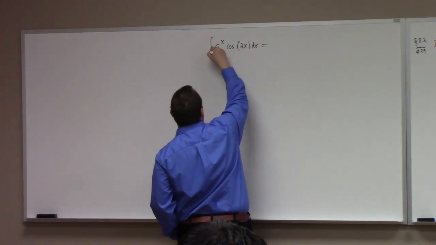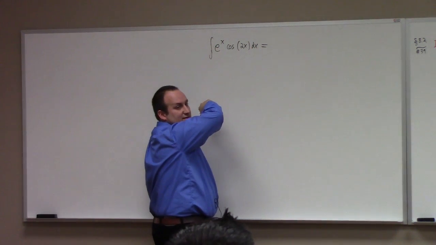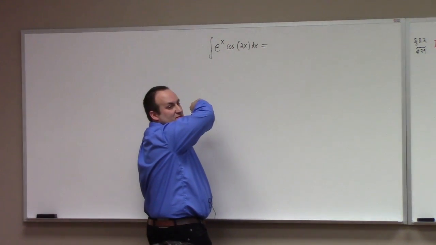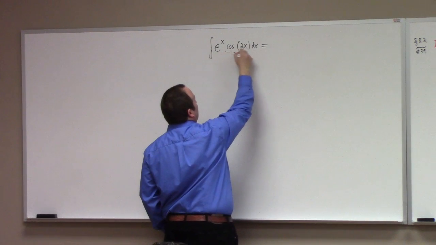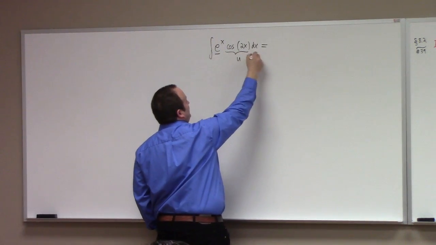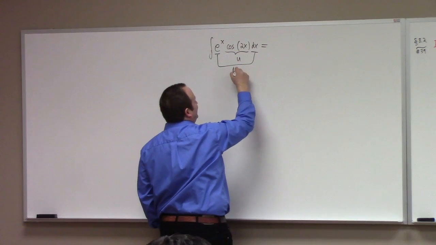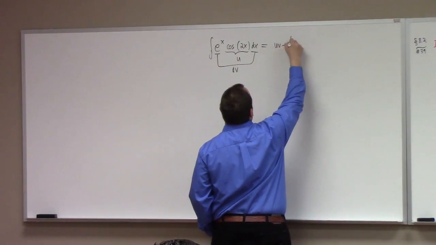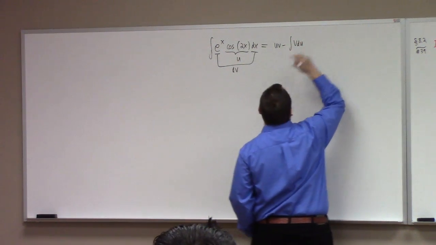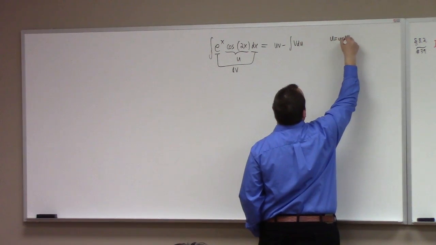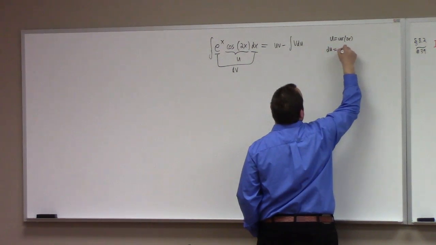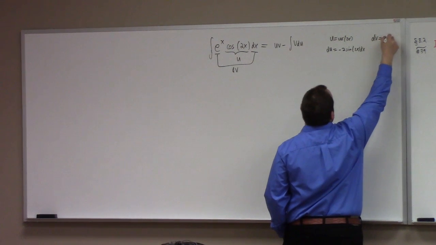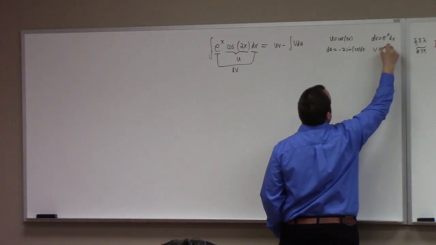So now what should I do? Log, inverse, algebraic, trigonometric, so I should make this u and this dv if I follow the rule. Okay, then uv minus the integral of v du. u equals the cosine of 2x, du is minus 2 sine 2x, dv is e to the x dx, so v is e to the x.